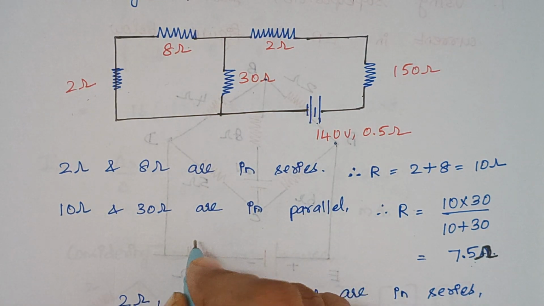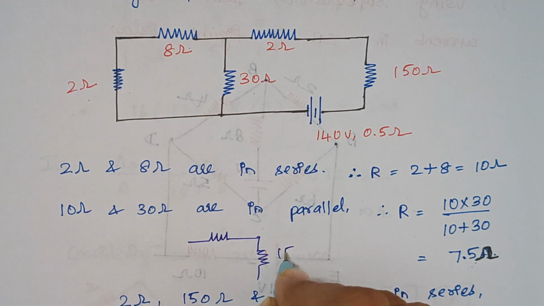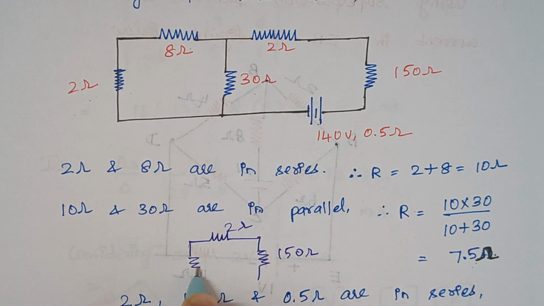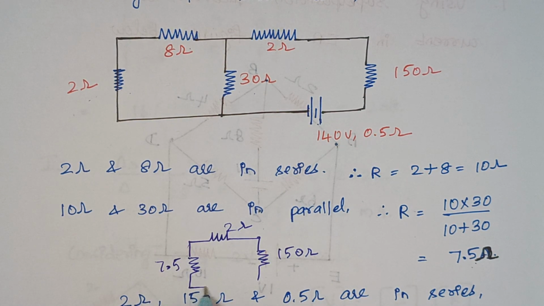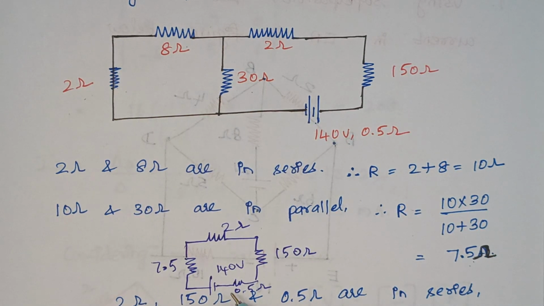Wait, let me draw. Here this 2 ohm, as usual here 150 ohm, and here we have our 7.5 ohm, and here I have this voltage source along with this 0.5 ohm. Right, this is our simplified circuit.